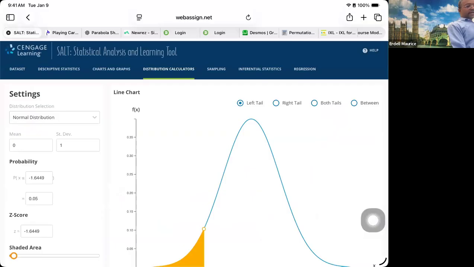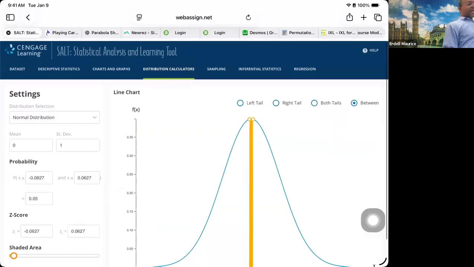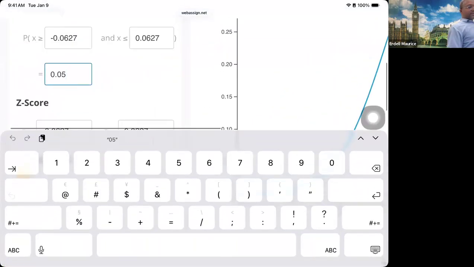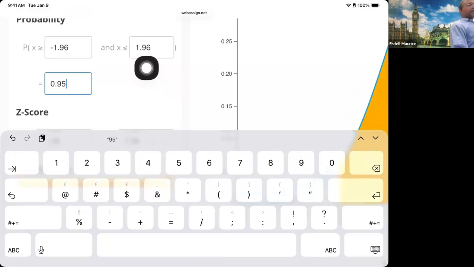So you go into SALT right here, you click on normal distribution, right? We go back to normal distribution right here. For these, we always click between. And we wanted a 95% confidence interval, yes? And so we plug in 0.95 right here. And there it is, 1.96. That's going to be my Z critical, my Z star. Questions there?